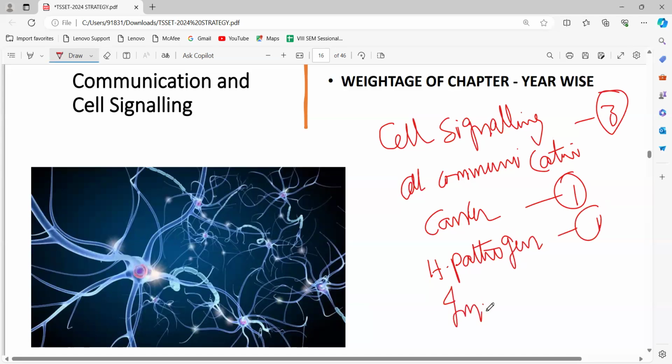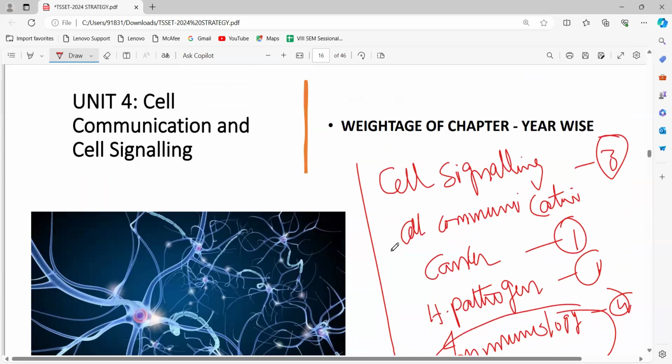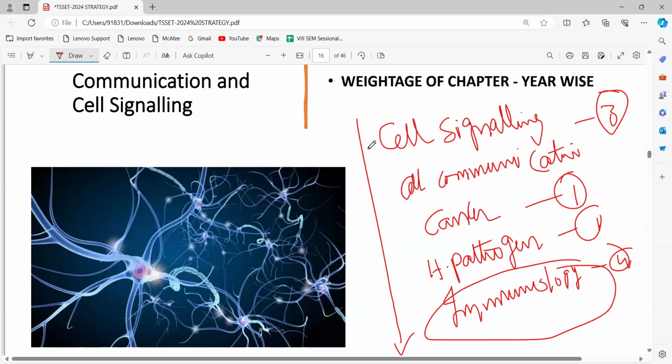Then another big unit, immunology. Here we got nearly 4 questions. Now, what is the difficulty here? Especially botany people never read even one of these topics. And if you look at zoology people, they only read the immunology topic, that's all. So this is a unit which is extremely difficult for all of you.